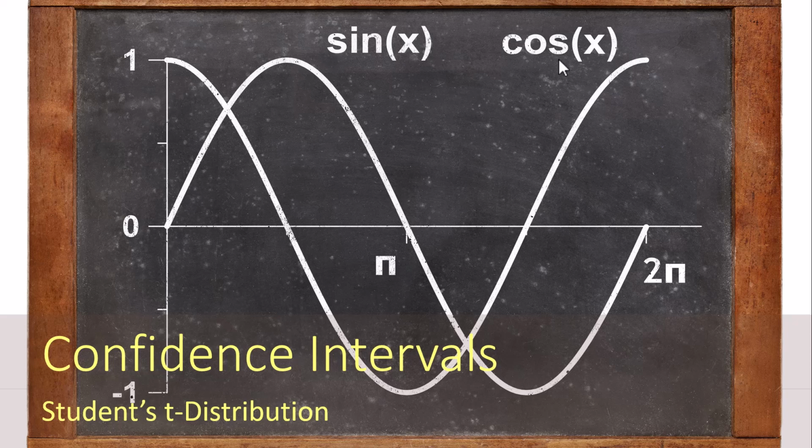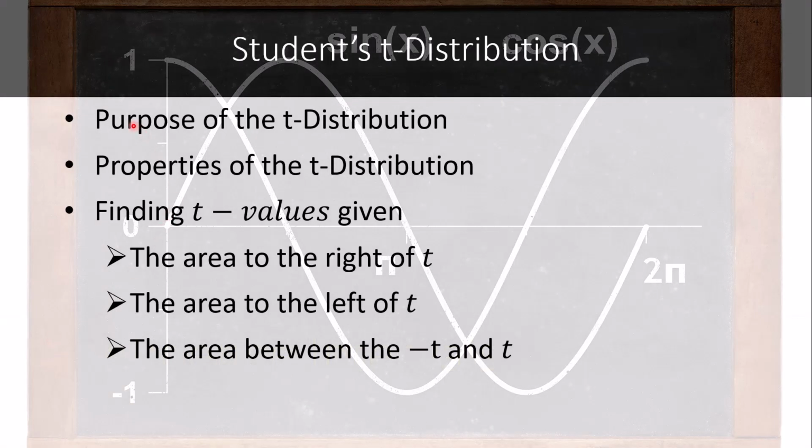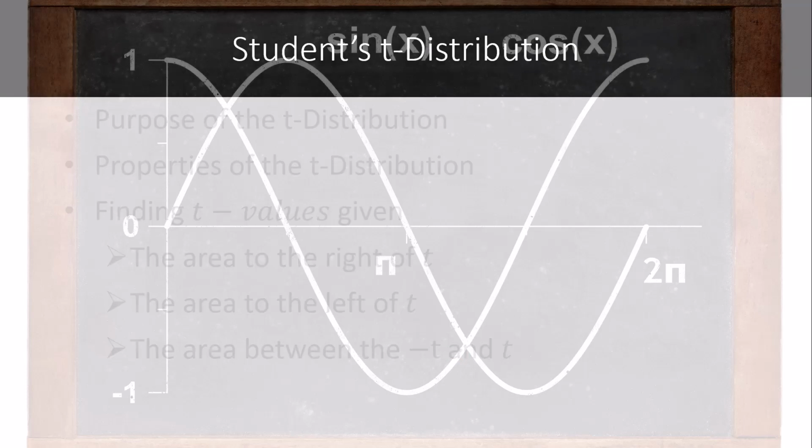Hi everybody, this video will go over section 2 of chapter 8 and we are going to talk about the student's t-distribution. Specifically in this chapter we're going to talk about its purpose, what its properties are, and how to find what we will now call t-values, not z-values, but t-values, given the area to the right of t, given the area to the left of t, or given the area between negative t and t.